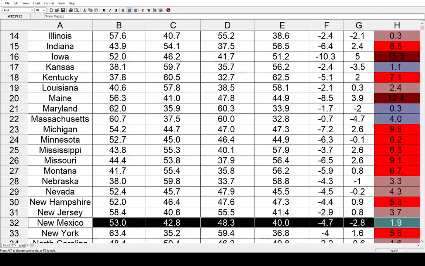New Mexico is a state where Gary Johnson got over 9% support. He was the governor of New Mexico previously. And we see the Democrats lost 4.7%, Republicans lost 2.8%. That's a net 1.9% shift toward the Republicans.